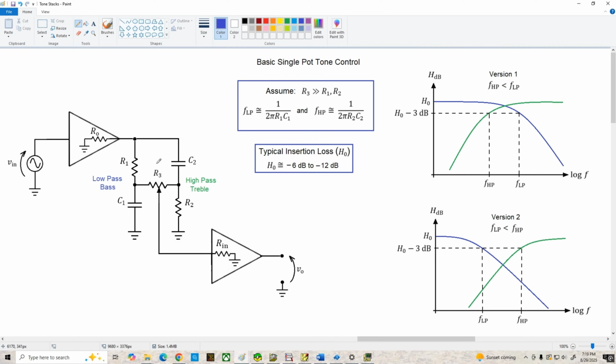Now, unlike the previous tone control where we wanted a logarithmic or audio taper pot, this time we want to use a linear taper pot because we want equal mixing of both sides with the wiper exactly in the center.